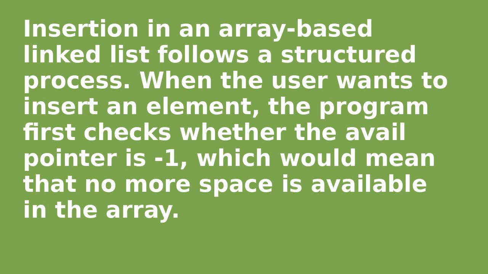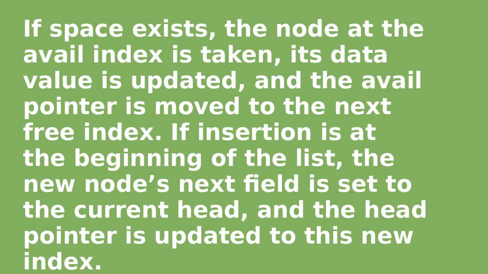When the user wants to insert an element, the program first checks whether the avail pointer is -1, which would mean that no more space is available in the array. If space exists, the node at the avail index is taken, its data value is updated, and the avail pointer is moved to the next free index. If insertion is at the beginning of the list, the new node's next field is set to the current head, and the head pointer is updated to this new index.